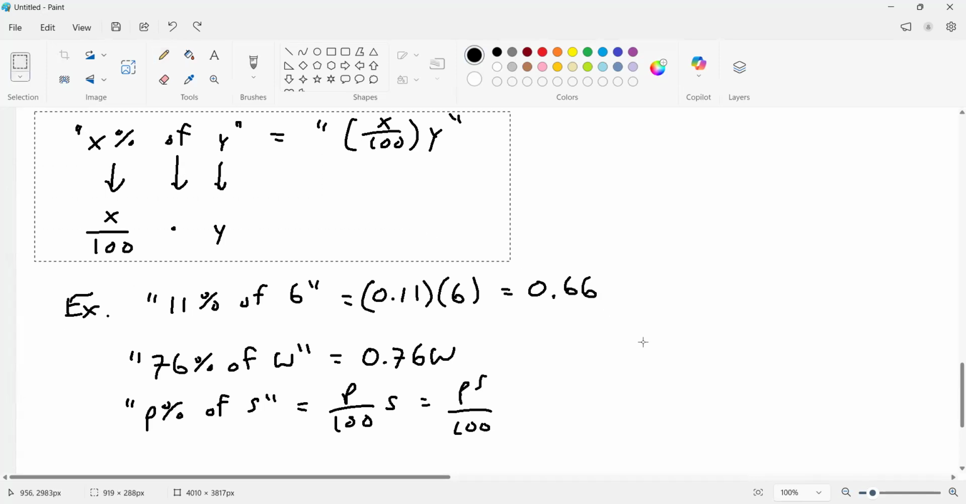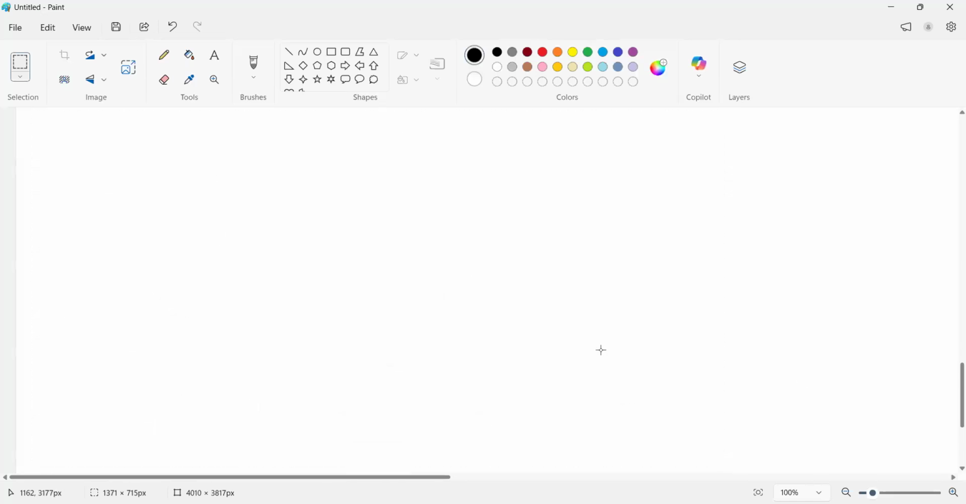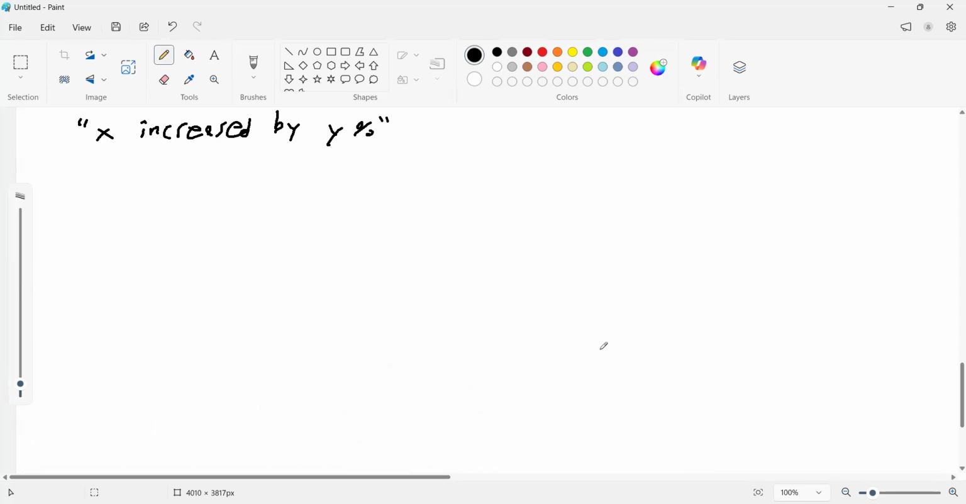Okay, so that's the easiest type, X% of Y. It's just a very general type. The next one I want to talk about is very closely related, so I'll group them like this. X increased by Y%. Now I'm saying I have some sort of value and I'm increasing it by a certain percentage. Tax is a very common application of this. So what does this really mean?